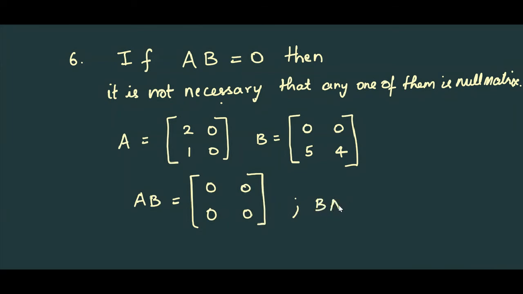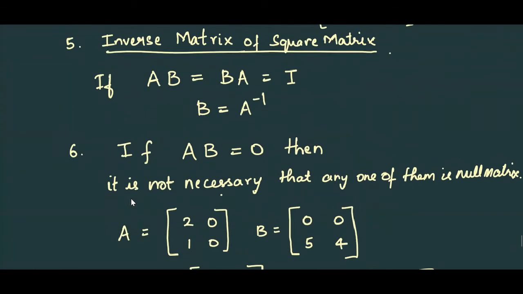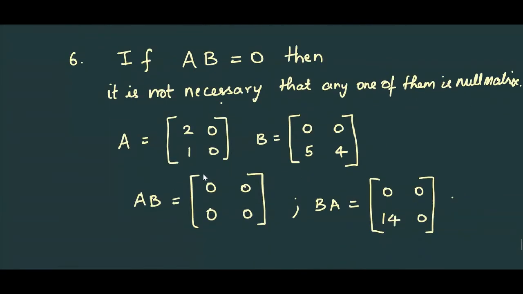However, BA may not give you that. The 0, 0 multiplied by 2 and 1, you get 0. 0, 0 multiplied by 0, 0, you get 0. Then 5, 4 multiplied by 2 and 1: 5 into 2, 10, plus 1 into 4, 14, 0. So BA is not equal to 0, but AB is 0. Neither A is 0 nor B is 0. Okay. So you have to be thoughtful. You may get a tricky question, a simple question on matrix understanding like this.